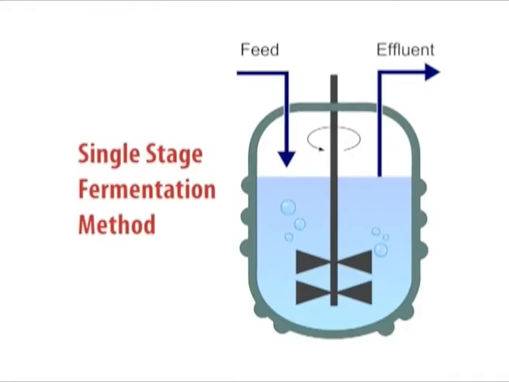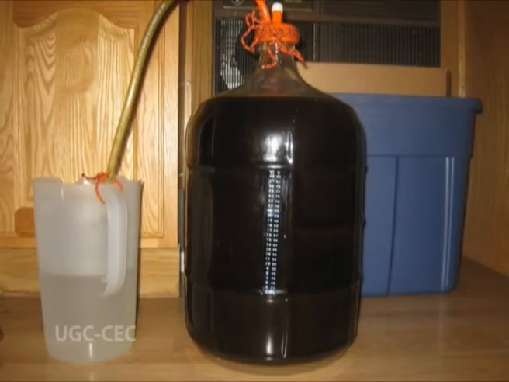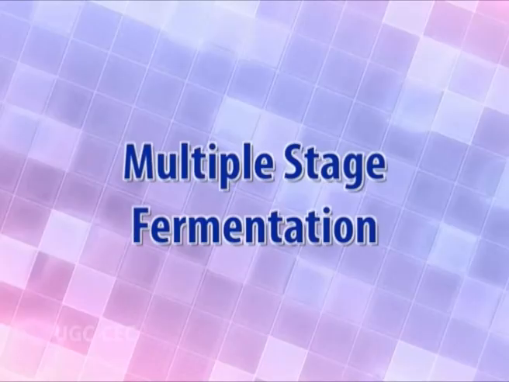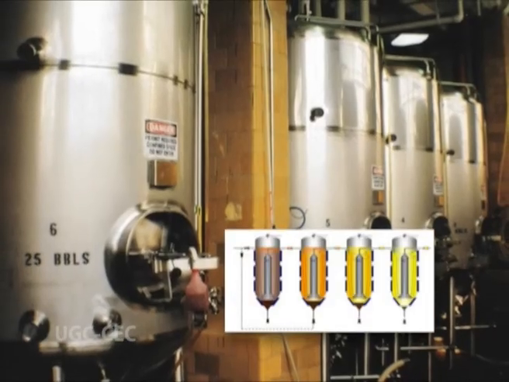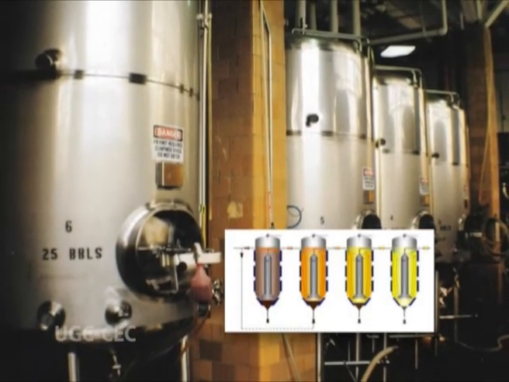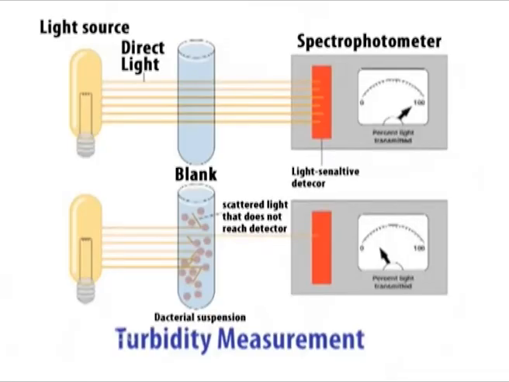In the single stage fermentation method, a single fermenter is inoculated and then kept in continuous fermentation. The multiple stage fermentation method involves two or more stages with the use of two or more fermenters in sequence. In this, growth occurs in the first fermenter and synthesis in the next fermenter. Process monitoring is done by turbidostat.